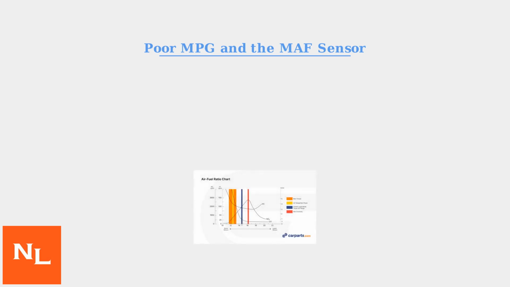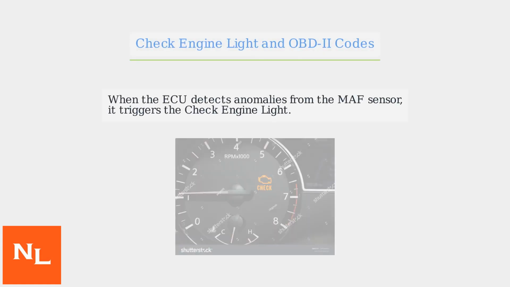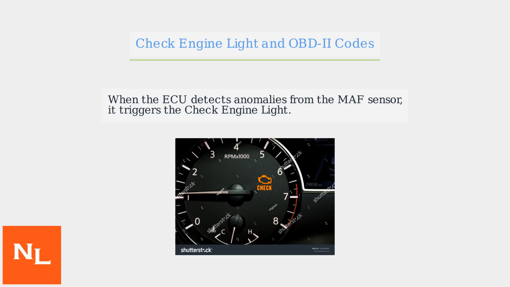The air-fuel ratio chart shows how mixture richness affects emissions and engine performance. Optimal MPG occurs in the stoichiometric range, but MAF faults push it outside this zone. This can cost owners significantly more in fuel, with annual losses of $500 to $1,000 due to wasted gasoline from inefficient combustion. When the ECU detects anomalies from the MAF sensor, it triggers the check engine light.